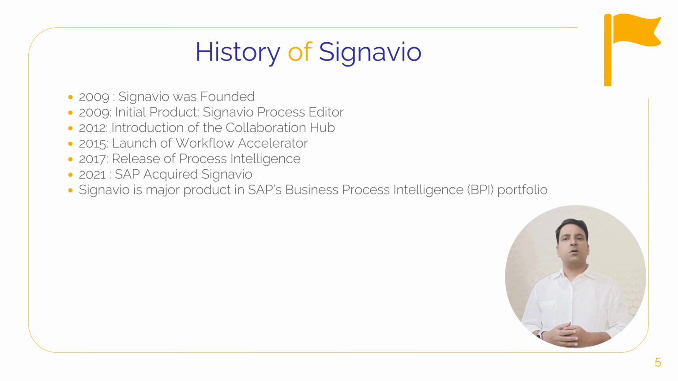I'll give you a brief history of Signavio. Signavio was formed in 2009, and the initial product, Signavio Process Editor, was launched in 2009. In 2012, Signavio came up with a new toolset, Process Collaboration Hub. In 2015, they launched Process Governance, which is also known as Workflow Accelerator. In 2017, they launched the Process Intelligence toolset, and in 2021, SAP acquired Signavio. Once SAP acquired Signavio, SAP has been pushing Signavio as one of the important toolsets in the Business Process Intelligence Suite.